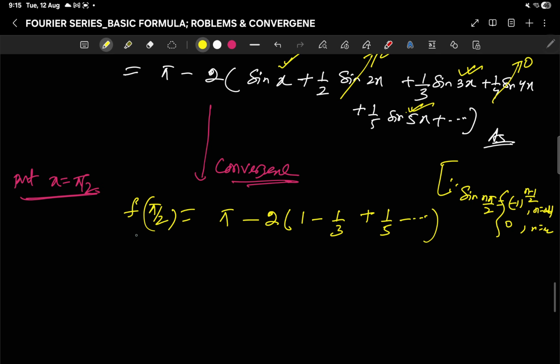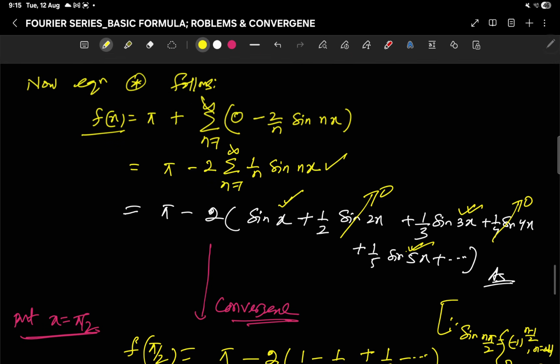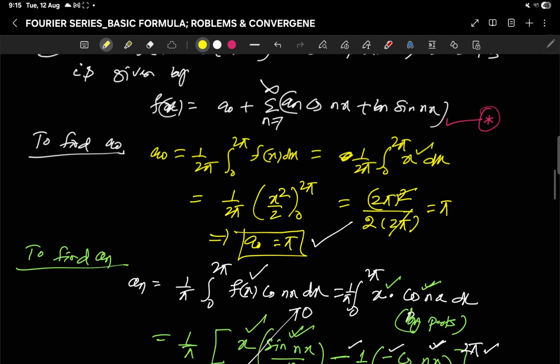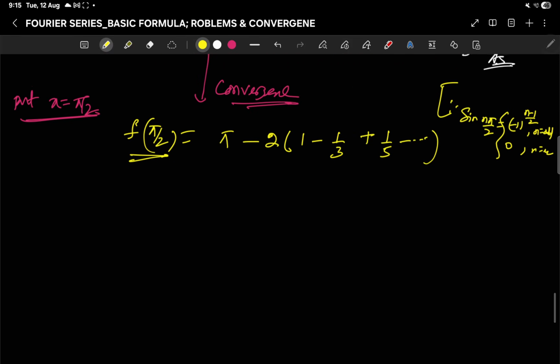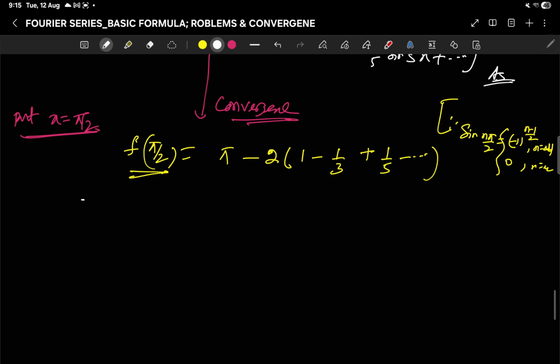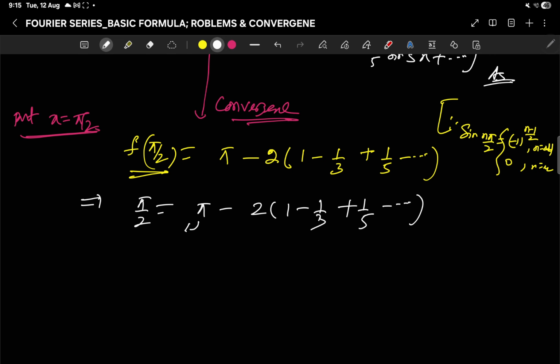So what is f of pi by 2? f of x is equal to x, right? So f of pi by 2 is pi by 2. So pi by 2 is pi minus 2 into 1 minus 1 by 3 plus 1 by 5 minus and so on. Bringing this over, minus pi plus pi by 2, minus pi by 2 is minus 2 into 1 minus 1 by 3 plus 1 by 5 minus 1 by 7 and so on.